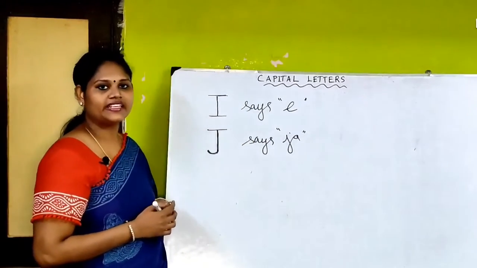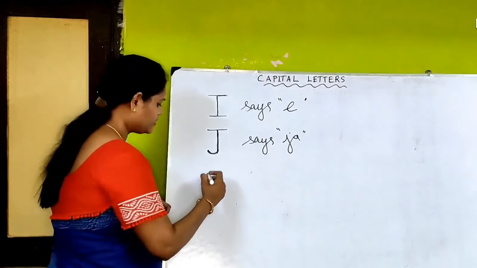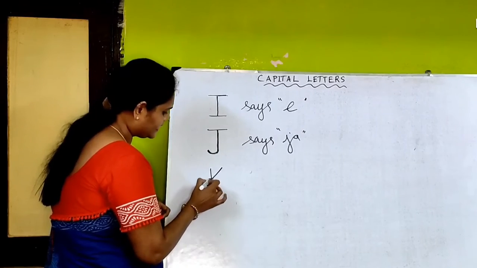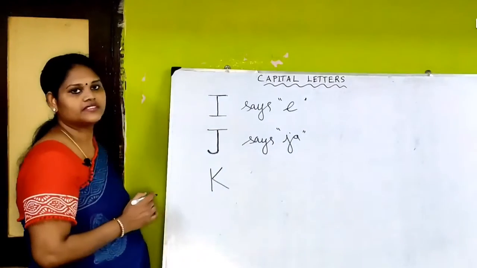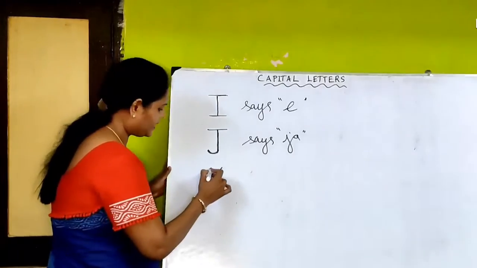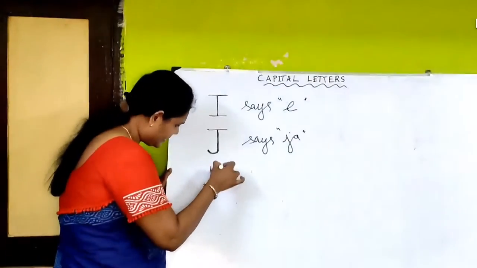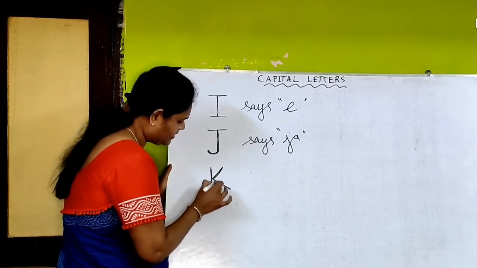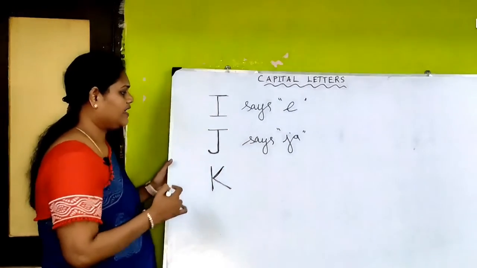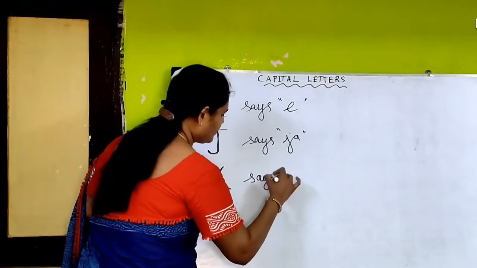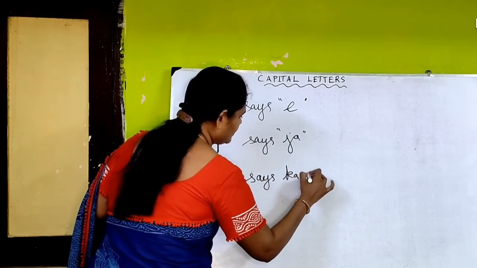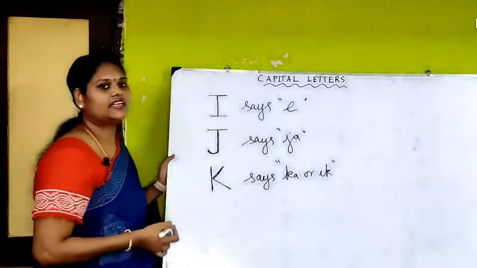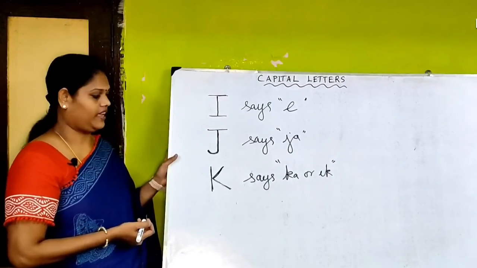Okay. Next alphabet is the alphabet K. So standing line, slanting line to the left and slanting line to the right. Right? Again I repeat, standing line, slanting line to the left and slanting line to the right. This is capital K, and this K says K or ik. Ik is the ending sound and Ka is the starting sound of the letter K.